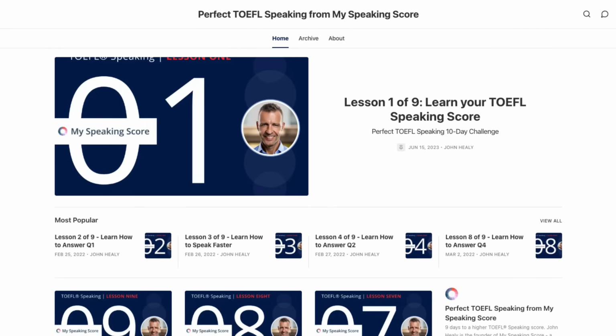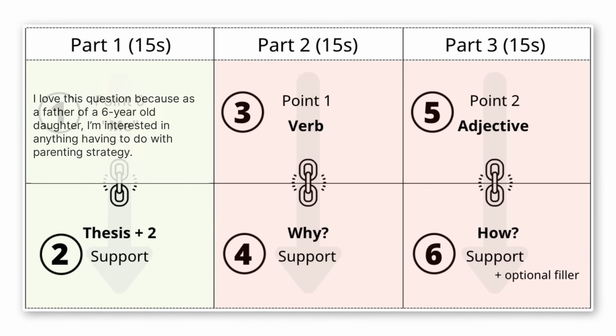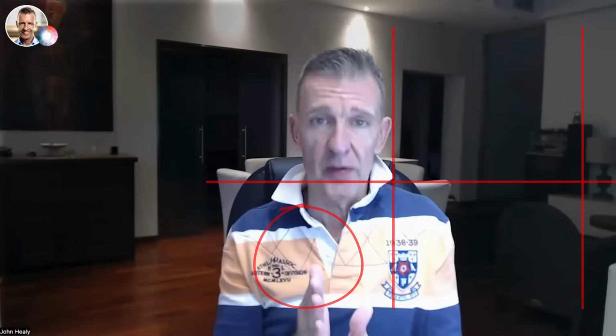Notice that the model aligns pretty well here with the grid. I would personalize the introduction here by praising the question and connecting it to my own life. This is a tactic that I discuss in my free Substack course. For example, I love this question because as a father of a 6-year-old daughter, I'm interested in anything having to do with parenting strategy. Then I go into my thesis. That's the first 15 seconds.